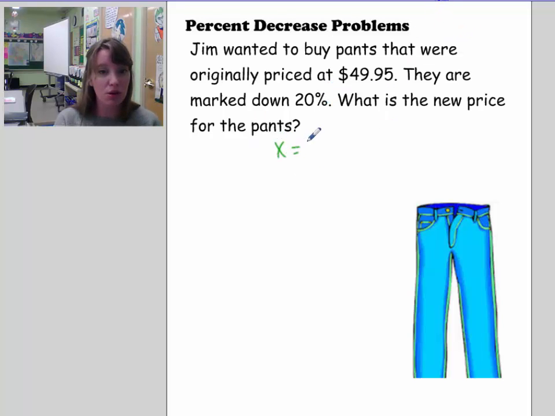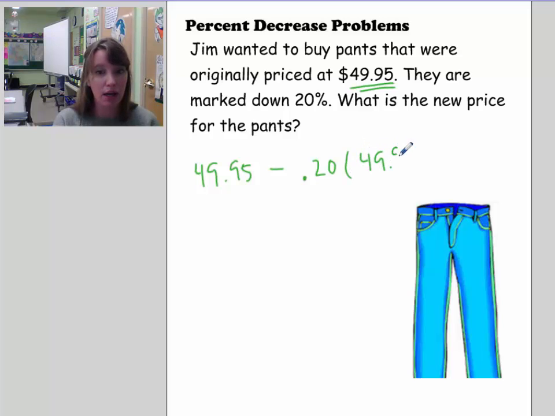So if X equals the original price of the pants, oh, actually I don't need to do that because I know the original price. So the original price was $49.95, so you can take $49.95 and subtract from it 20% of itself, 0.20 times $49.95, and that's going to be equal to whatever the sales price is. So right here, this is the markdown. Okay, this is the original price right here.